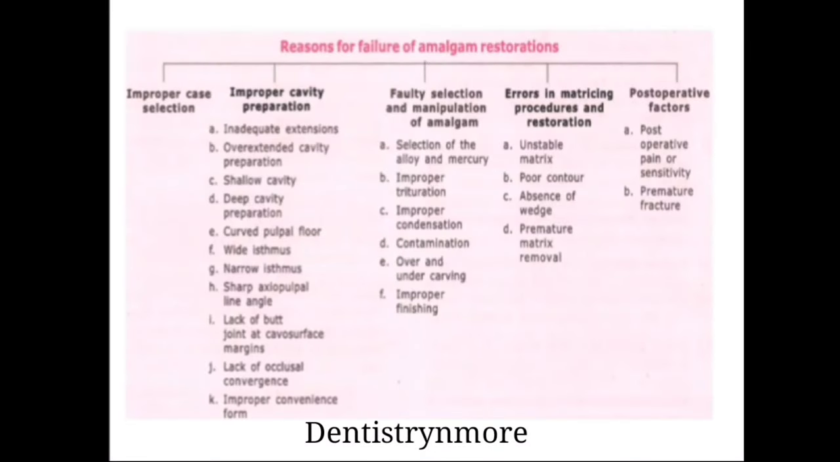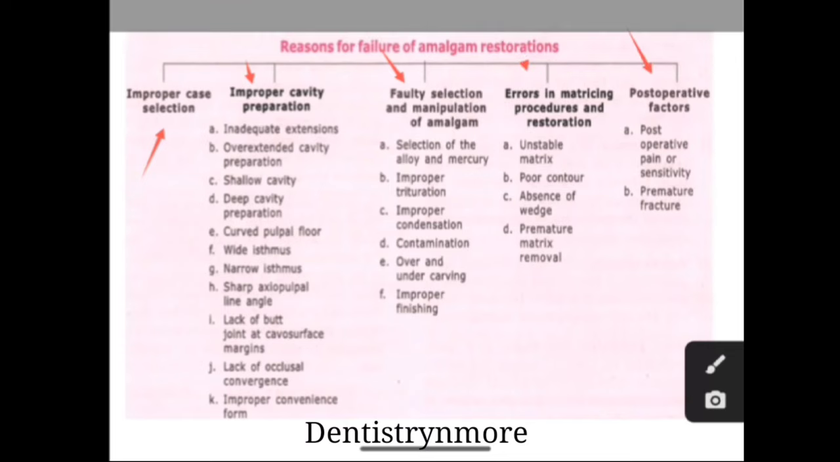Next one is reasons for failure of amalgam restoration. Major failures are, first one is improper case selection, next one is improper cavity preparation, next one is faulty selection and manipulation of amalgam, errors in matrixing procedures and restoration, last one is post-operative factors.